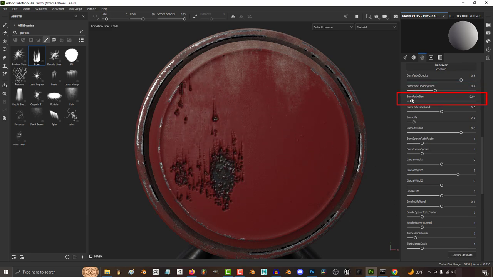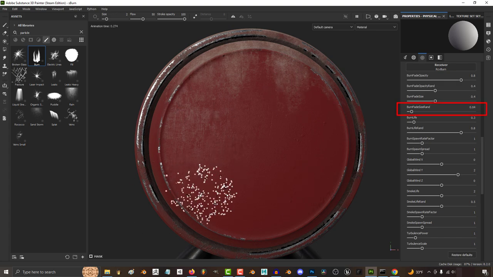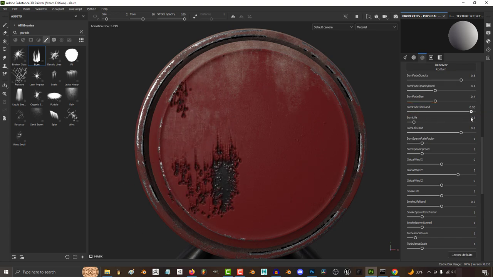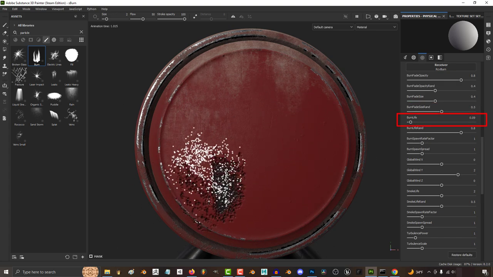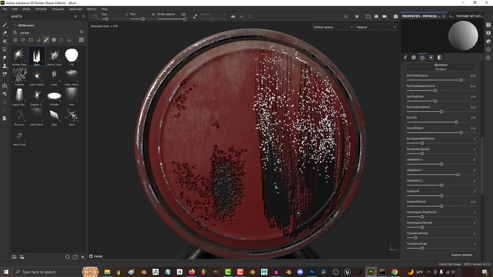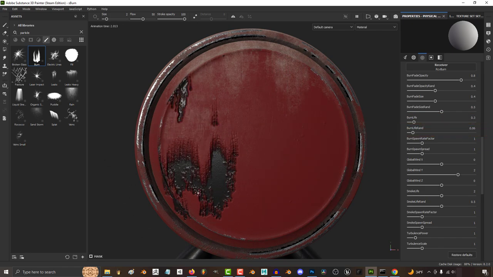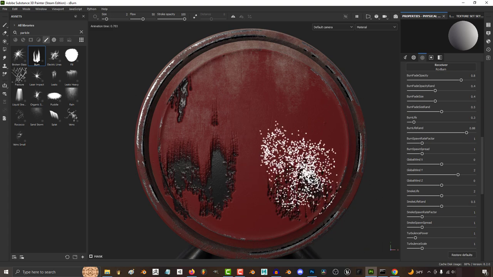The higher the fade size, the smaller the burn gets. The higher fade size random, the more the fade size becomes unpredictable. The higher the life, the longer the burn particles will exist. The higher burn random life, the more unpredictable the life of each particle becomes.